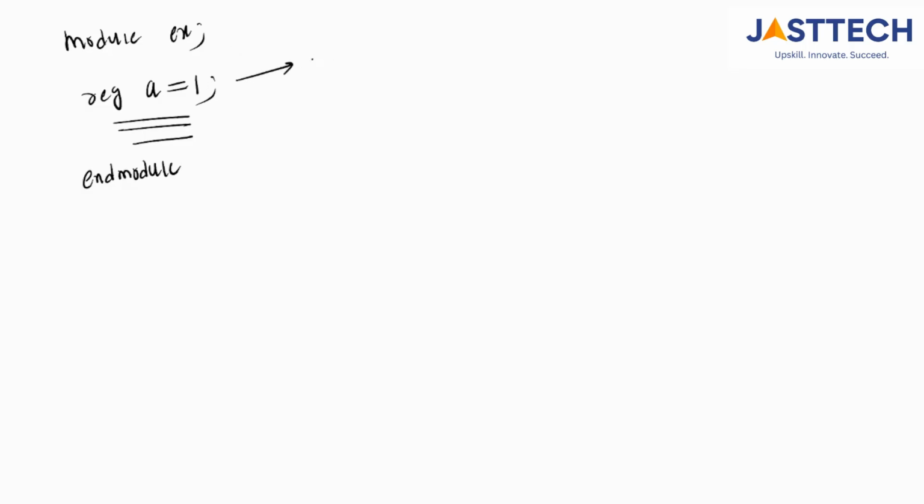So there are two types of declarations. Suppose module example, reg a. You can assign the value a equal to 1 and write some piece of code and end module. This is one type, that means we can declare the variable and assign the value. This is one representation.